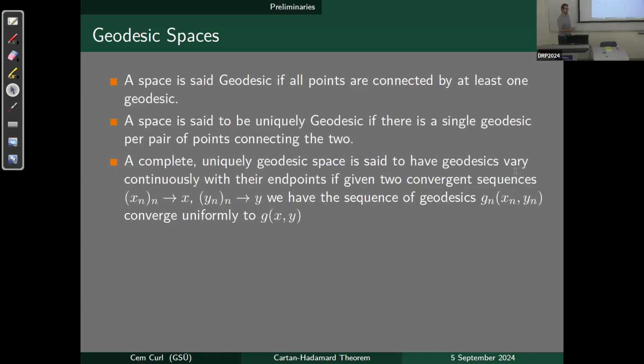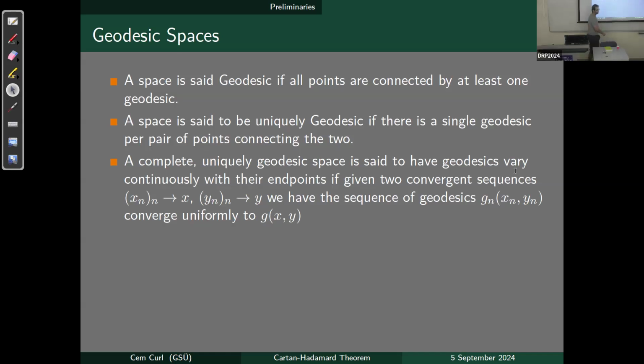We get to the interesting concept, the thing that we really care about. Geodesic spaces are spaces where each pair of points can be connected via a geodesic, or multiple. A space is uniquely geodesic if there is only one, and this is going to be very important soon. We want a sequence of geodesics here. By the way, this notation I'm going to explain in a second. We want this to be a sequence because if there are 2 geodesics between points, it's not a sequence. You get 2 outputs for matching number in the index.